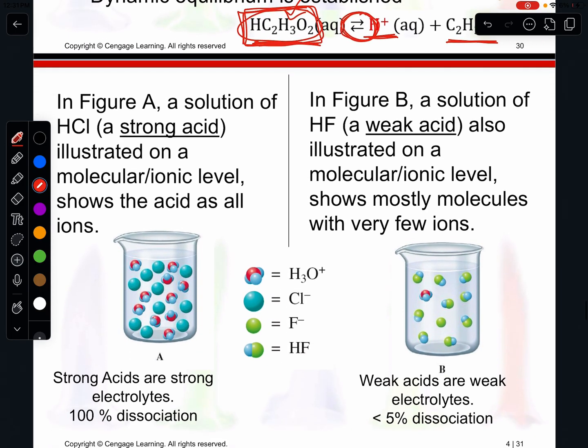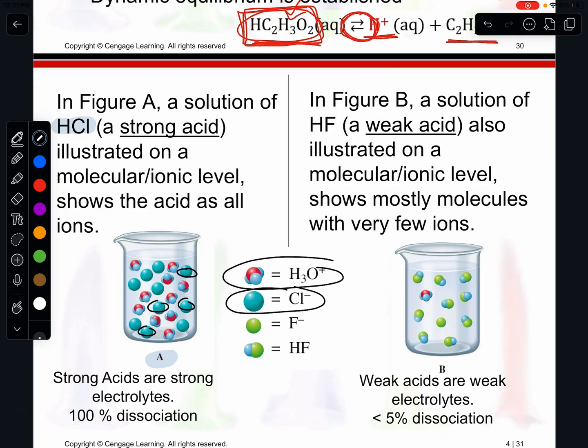Now here's a picture representation of what I was just talking about. So here we have on the left, figure A, a solution of HCl. Again, when you see HCl, I want you to know that that is a strong acid. And we can see here that when it breaks apart, we have a ton of the Cl- ions, and we also have a lot of water molecules left.